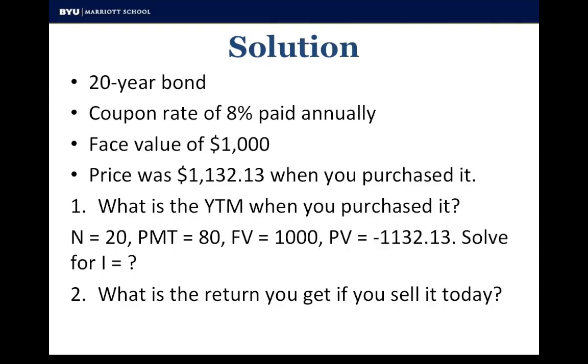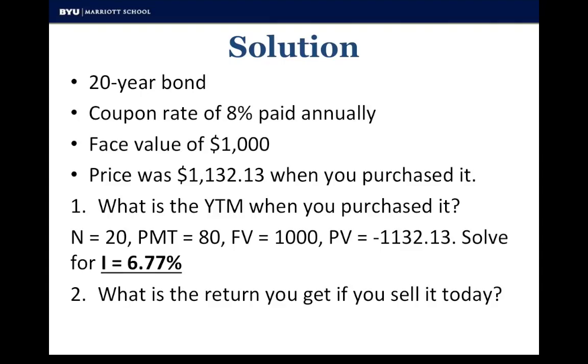Present value is the price at the time, so 1,132.13. Then you're gonna solve for the fifth variable, which will be I, and you should get 6.77%. This is the yield to maturity when you purchase this bond.